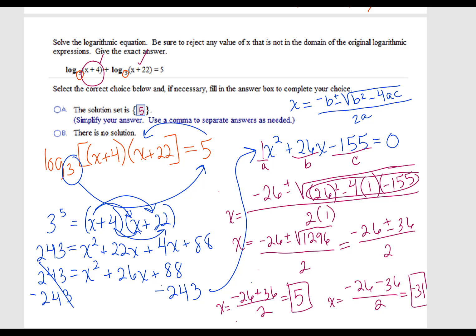Negative 31. Negative 31 plus 4, that would leave me in the negatives. Negative 31 plus 22, that would leave me in the negatives as well. As soon as it left me in the negatives for that first portion of the equation, I could throw it out because it would have to work in every place in the equation, right? So no on this one, but 5 is okay.